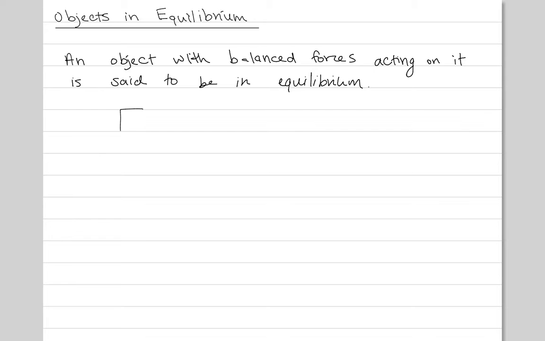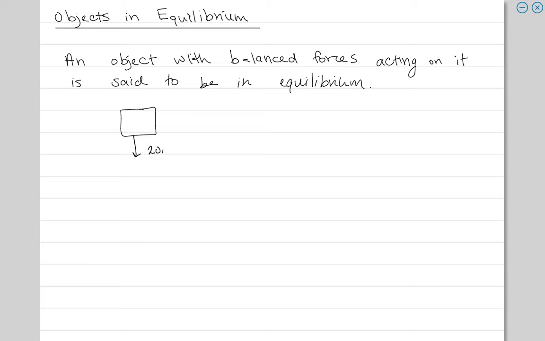Okay, so for example, you have some object, maybe 20 newtons down, 20 newtons up, 50 newtons right, and 50 newtons left. You can see that while the forces might be different, 20 newtons up and 50 newtons right, the object is still in equilibrium because the forces are balanced.